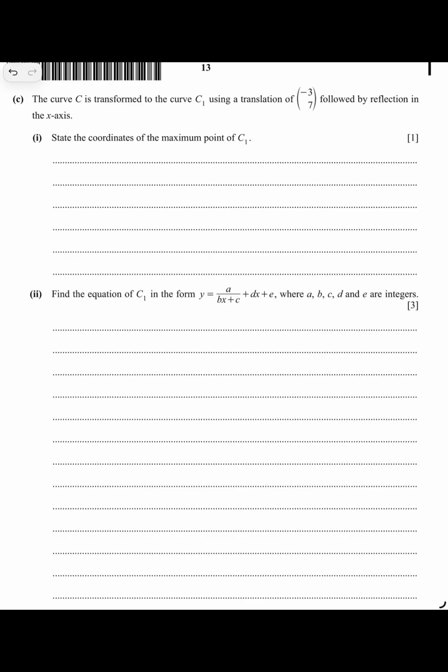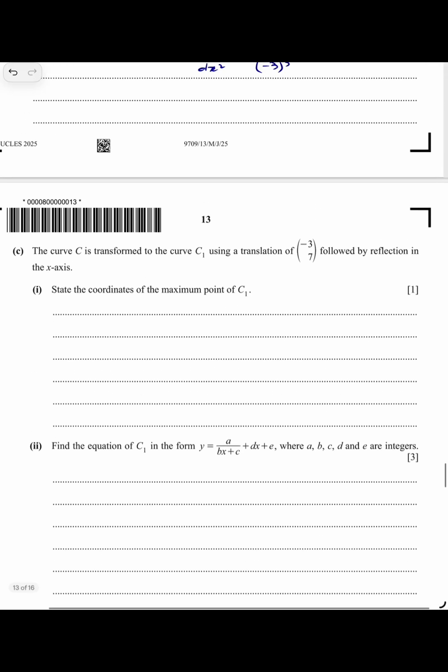Part C of question number 10 says a curve C is transformed to the curve C1 using a translation, that is a shift, followed by a reflection in the x-axis. So first there is a translation and then there is a reflection. State the coordinates of the maximum point of C1.